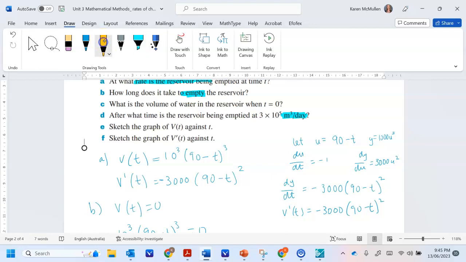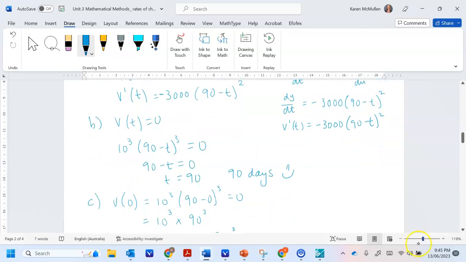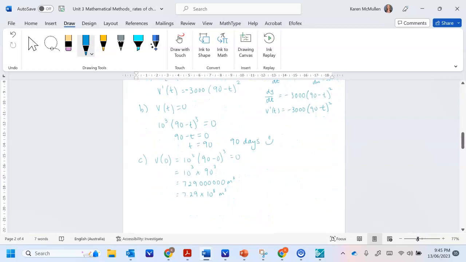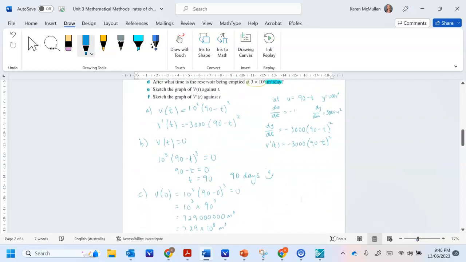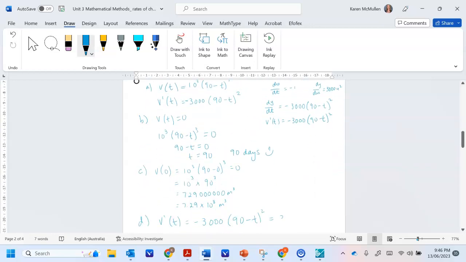So we want our derivative to equal 3 times 10 to the power of 5. So we found the derivative before in question A, so I'm going to write that again. Just make it a little bit smaller so I can actually see what I'm doing. So here's our gradient again. All right, and we want that to equal, I can't remember what it was, 3 times 10 to the power of 5.